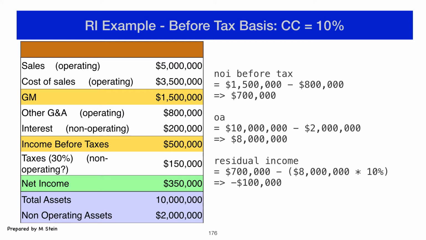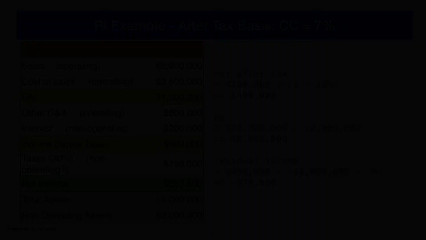What this is telling us, since the residual income is minus $100,000, is that the opportunity cost assessed by owners for the $8 million investment is $800,000. Since net operating income was only $700,000, the actual operating income was less than the opportunity cost, and therefore we have a negative residual income.